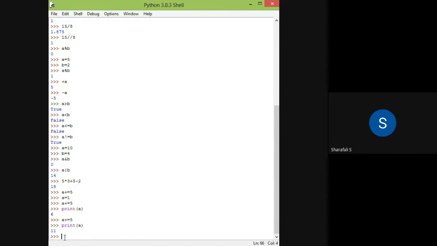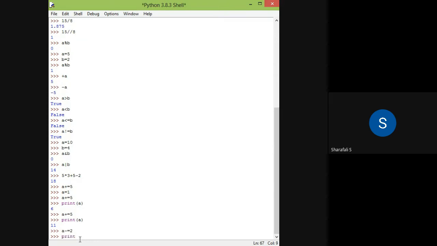You can do the other operations also, like minus also you can use. For example, a minus equal to 2. What this is doing is subtracting 2 from a, and the result will be stored again in the variable a itself. So this is the same as a equal to a minus 2. And if you run this and print the a value now, then I will get 9 because 2 will be subtracted from this value.